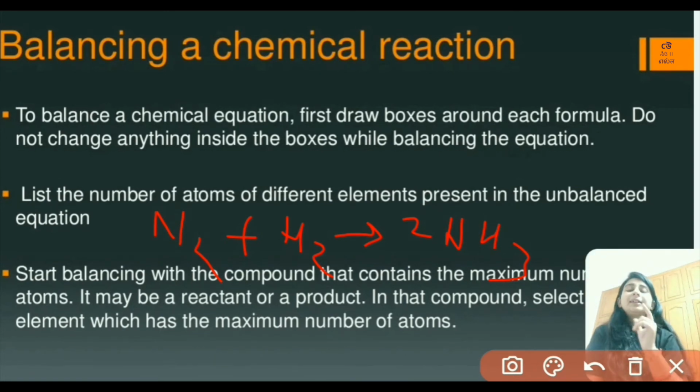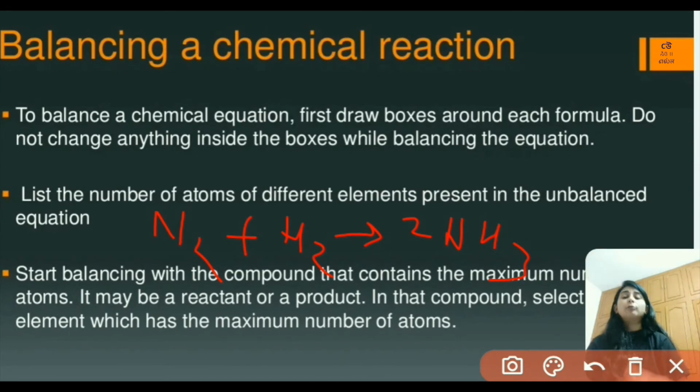Whenever you are getting any chemical equation, make sure that you are counting how many varieties of atoms are there on the reactant as well as on the product side. So talking about this chemical equation, we have nitrogen and hydrogen on the reactant side, and the same thing is there on the product side. So we'll write it as nitrogen and hydrogen on the reactant as well as on the product side.